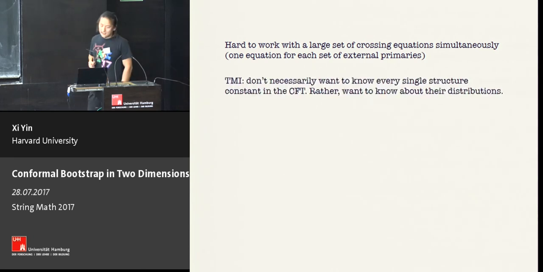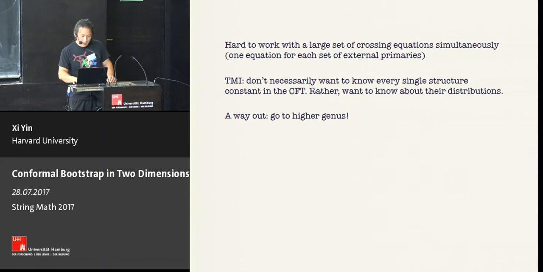But in fact, that's also kind of too much information because you have all these structure constants floating around. You're trying to constrain some data in some huge dimensional space. It's not even clear what are the right questions to ask. I would like to know something about the distribution of these OPE coefficients and so forth.